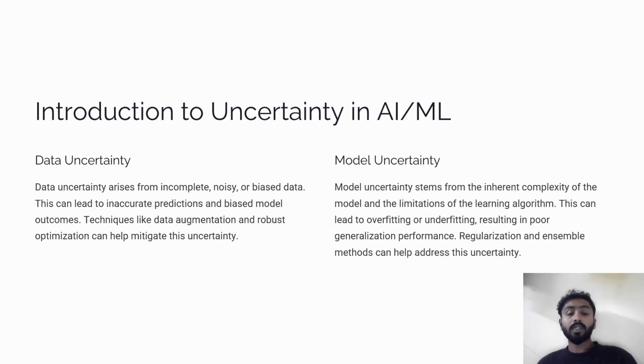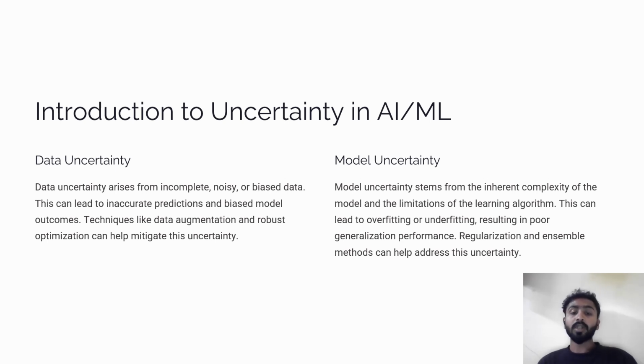Introduction to uncertainty in AI and ML. Data uncertainty and model uncertainty. Data uncertainty arises from incomplete, noisy, or biased data. This can lead to inaccurate predictions and biased models or outcomes. Techniques like data augmentation and robust optimization can help mitigate this uncertainty.